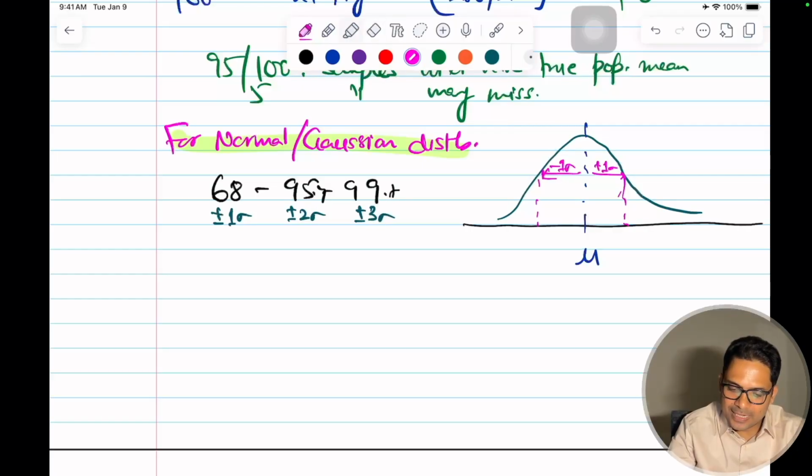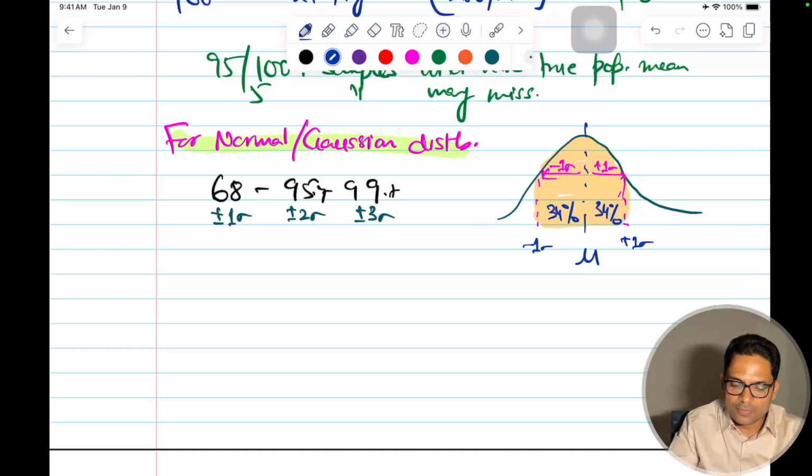So 68% of my data will lie here. That is 34% here and 34% on the other side, because this is symmetrical. This is minus 1 sigma, this is plus 1 sigma.